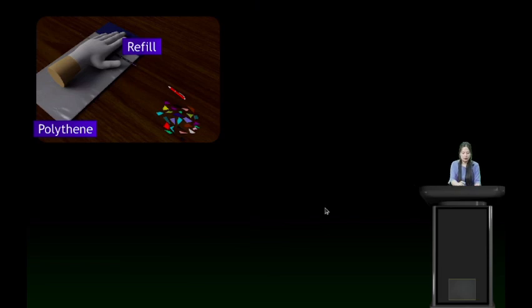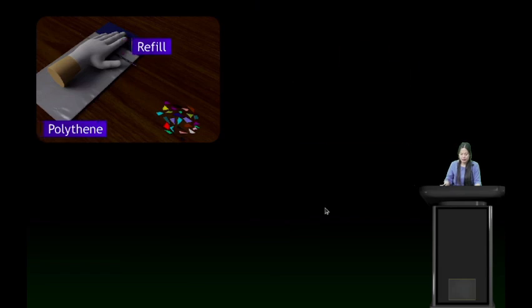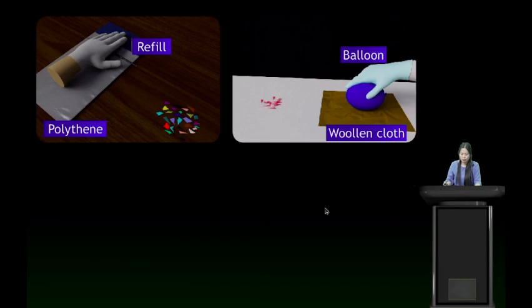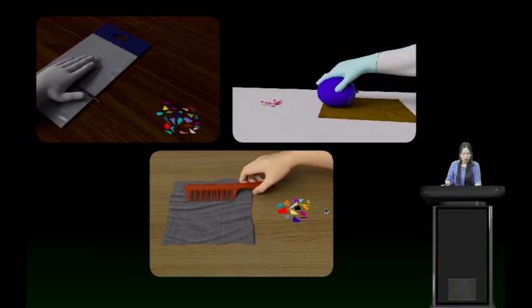Now the first thing is take the refill and polythene. Then take the inflated balloon and woolen cloth. Take the plastic comb and silk cloth. Now let us rub these objects, like refill, balloon and comb, on another surface like polythene, woolen cloth and silk cloth, and see what happens.